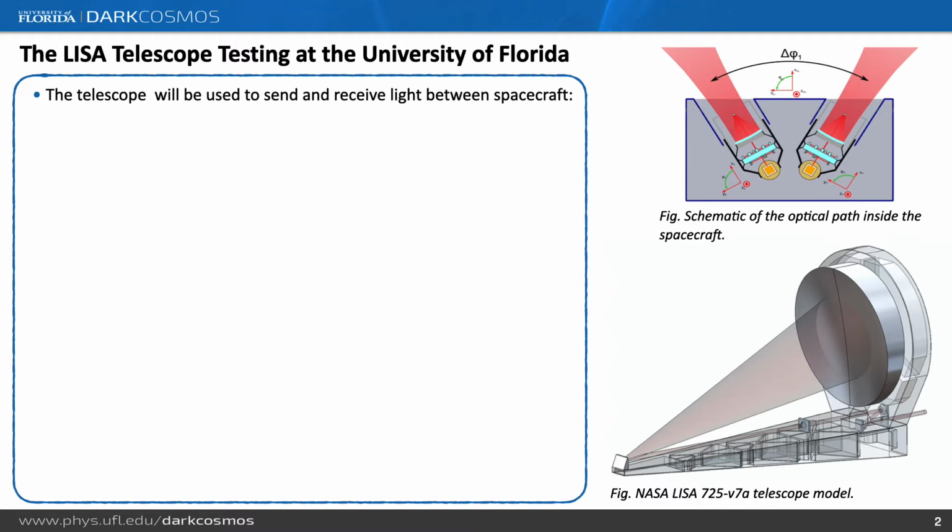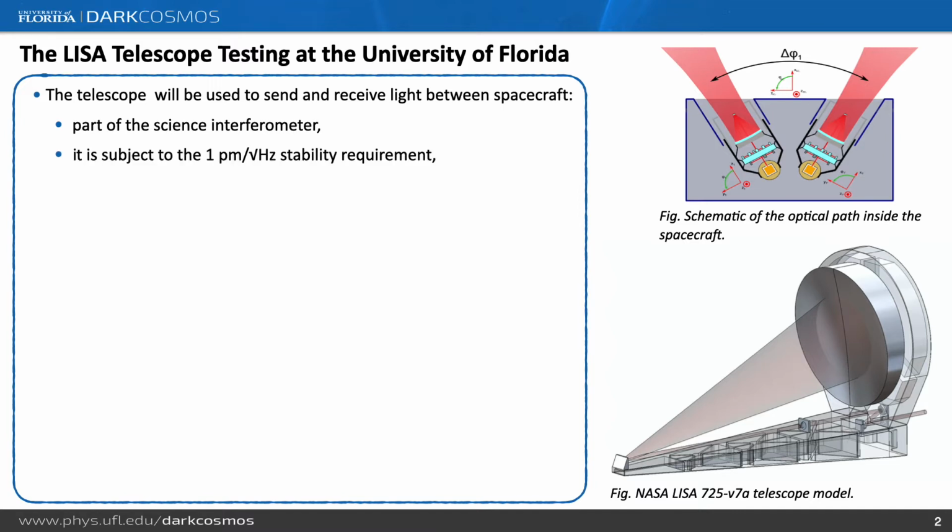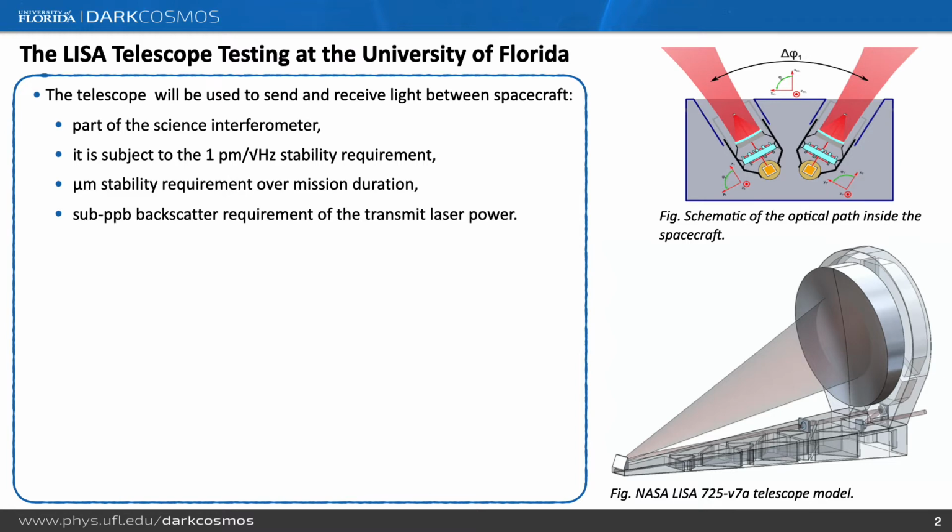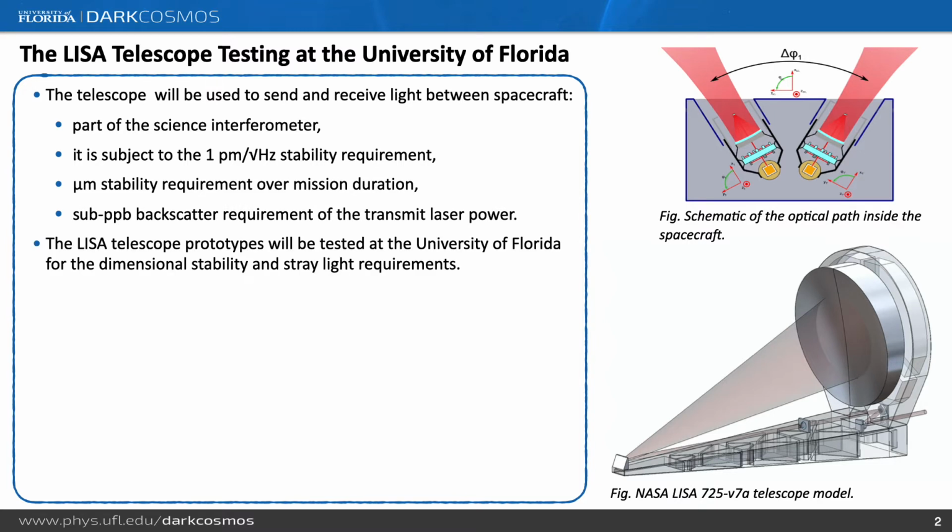Therefore, it is a part of the science interferometer, and as a consequence, subject to 1 picometer per root hertz stability requirement, micrometer stability requirement over the entire mission duration, and sub-ppb backscatter light requirement into the scientific beam path. The telescope for the LISA mission will be delivered by NASA, and the telescope prototypes will be tested for those requirements at the University of Florida.